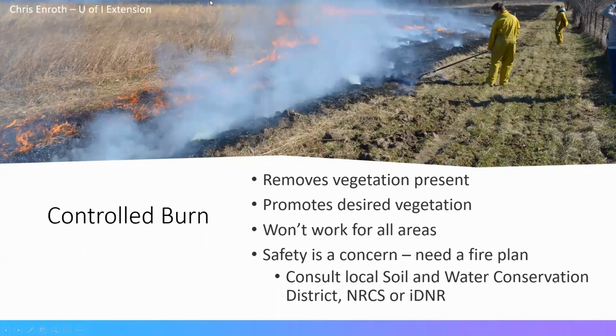Fire is something that is often recommended, and it can work for a lot of cases, but not all situations or areas. You probably can't do a controlled burn in downtown Springfield, though I've seen it. You've seen urban controlled burns before. It can happen. It removes all the vegetation present. It helps to promote some of our native species, but there are also some invasive species where fire comes through and gives them a little boost too.